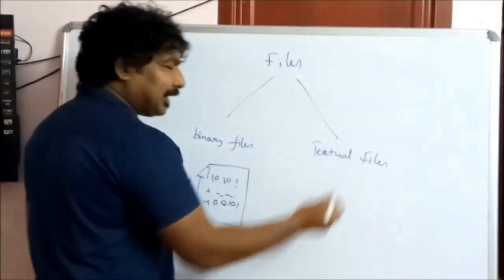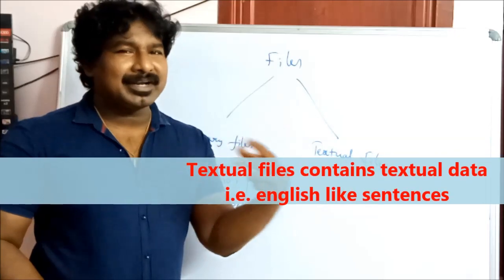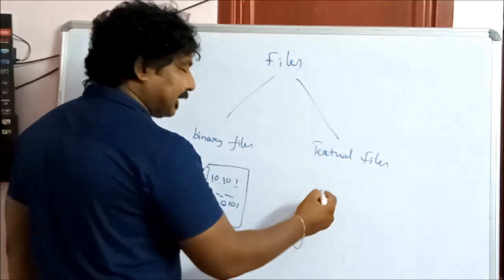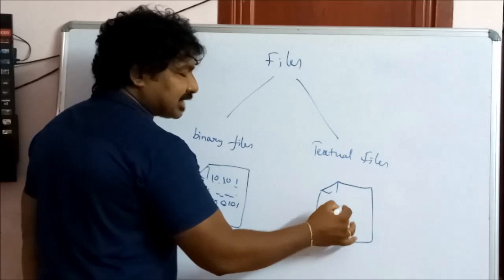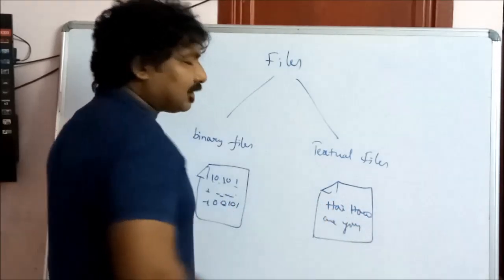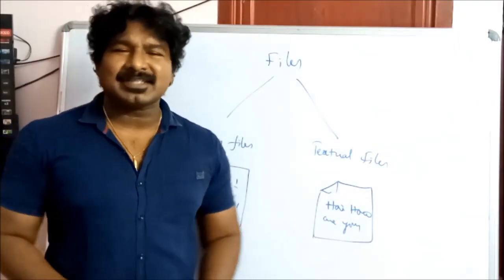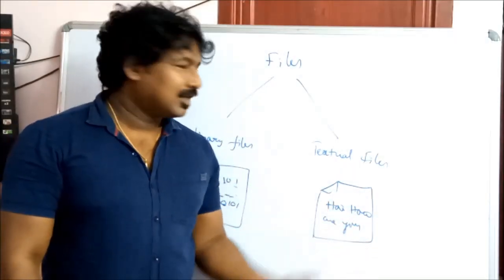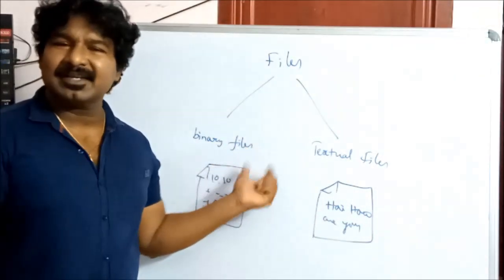Whereas coming to textual files, the name says it itself. Textual means it contains all human readable text, like English. So if this is a file, here you can have readable sentences like hi, how are you. Whatever you want to put in these textual files can be any normal English-like sentences; you can put all the data in textual form. So that is called textual files, friends. So the files are of two types: binary files and textual files.